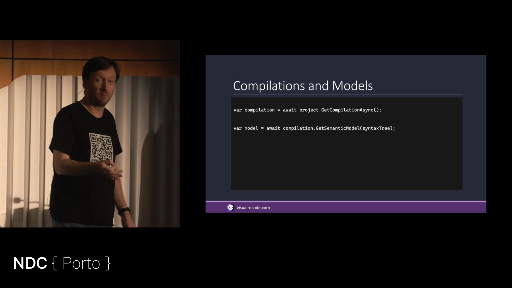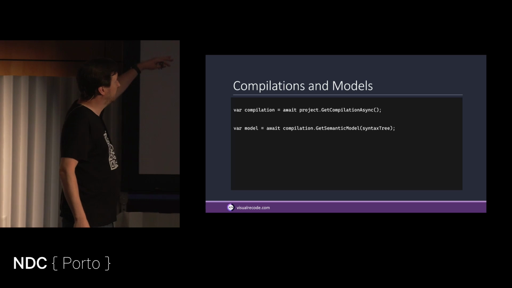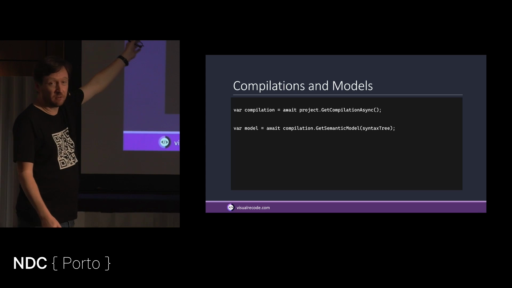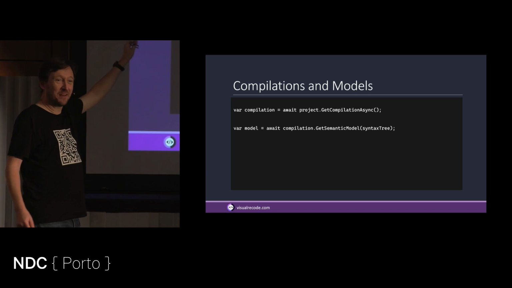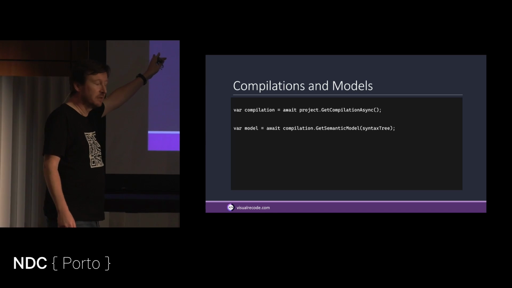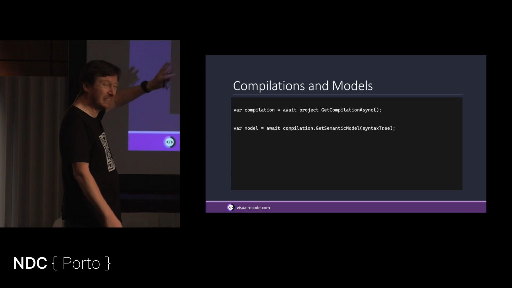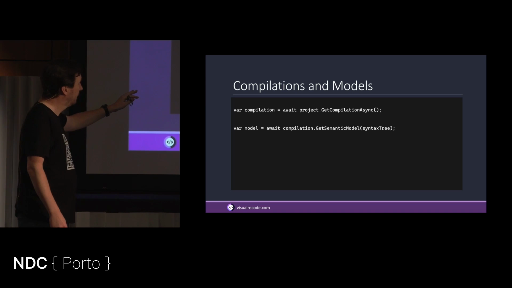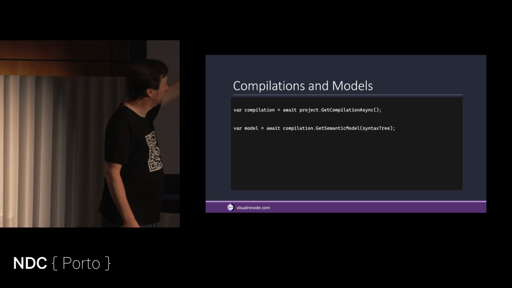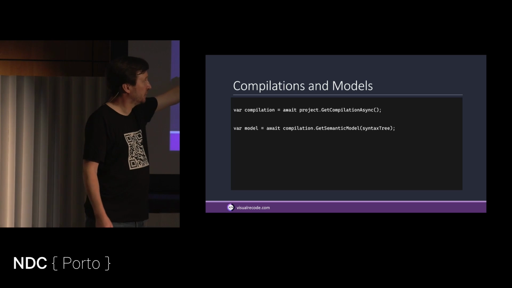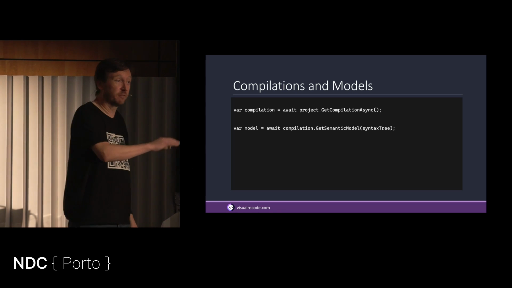And so semantic models, you don't compile documents, obviously, in C#, you compile projects. And so we create a compilation by saying await project.GetCompilationAsync. We will always get something back off that. It may just be full of errors. So this tends to work best with code that does compile, but it'll give it a good try with code that doesn't. And then we can get a semantic model from that by saying compilation.GetSemanticModel, with the syntax tree, which we've got from our document.